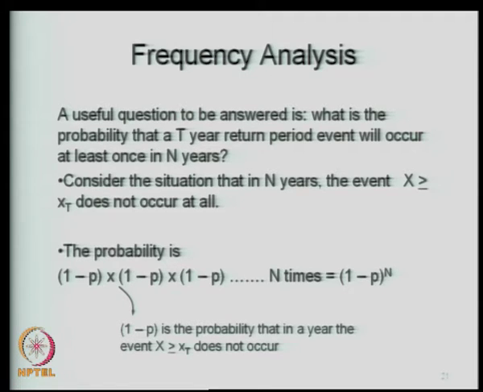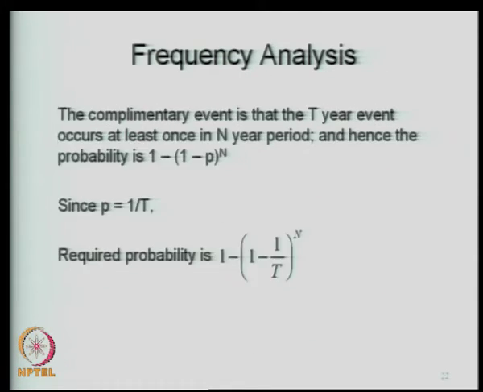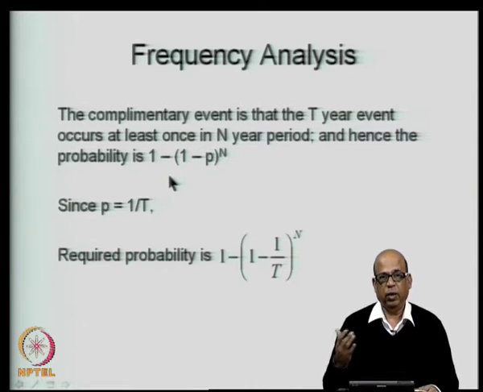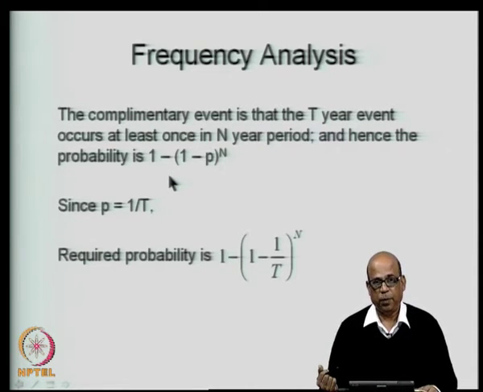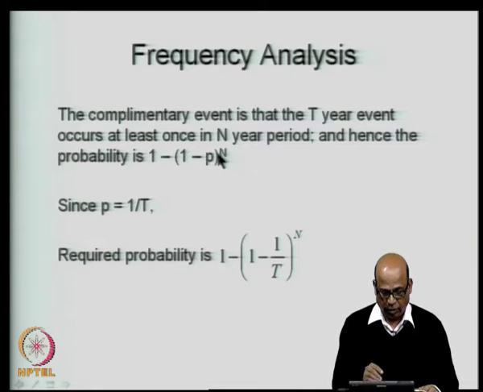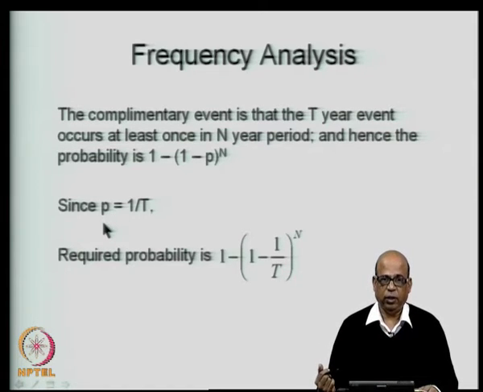The situation that it occurs at least once in the n year period is simply 1 minus this particular probability. That is 1 minus the probability that it does not occur in any of the n years. So, that will be 1 minus (1 minus p) to the power n. And what is p? p is the probability of X being greater than or equal to x_T, which is simply equal to 1 by T, as we have seen.